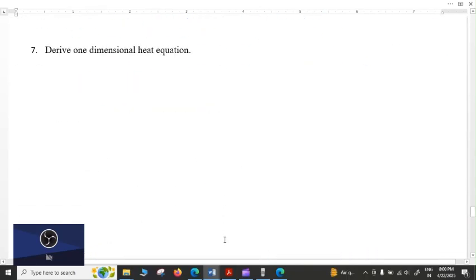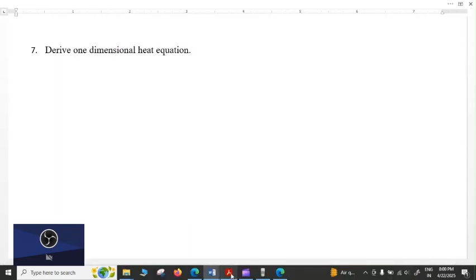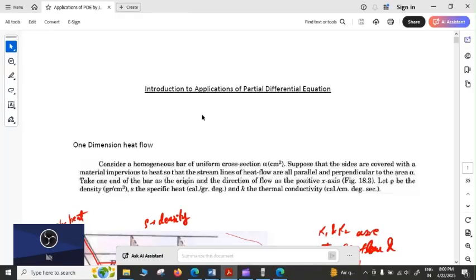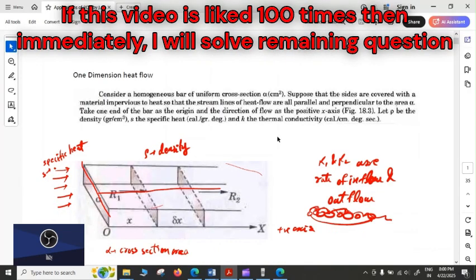Dear students, please remember the derivation of heat equation. Already I have done it in my previous lecture. This is the introduction to applications of partial differential equations. One dimensional heat equation. Consider a homogeneous bar of uniform cross section. Suppose that the sides are covered with a material impervious to heat, so that the streamlines of the heat flow are all parallel and perpendicular to the area alpha. Take one end of the bar as the origin and the direction of flow as the positive x-axis. Let rho be the density, S the specific heat, and K the thermal conductivity.